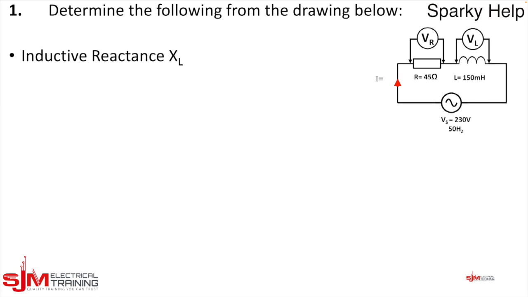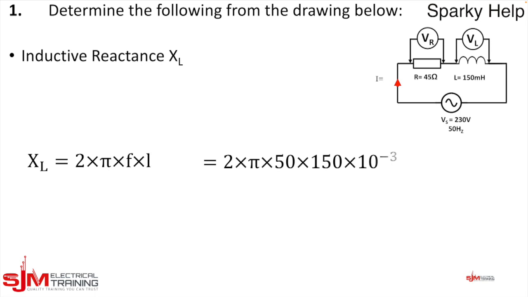So let's start off with the inductive reactance XL. What do we need to do? We need the formula. XL is 2 pi FL. We put that into our calculator: 2 times pi times 50, the frequency, times 150 times 10 to the minus 3 because it's in milli. Or you could just put 150 and divide by 1000. Put that into your calculator and that comes to 47.12 ohms. That is the inductive reactance. So that's the first part done.